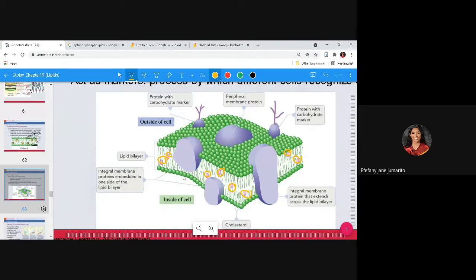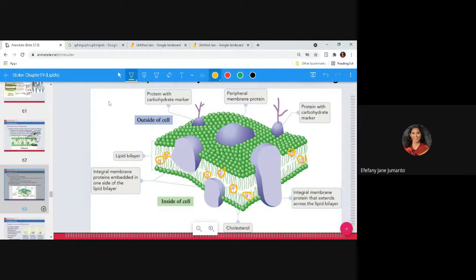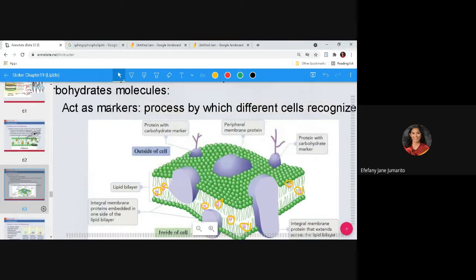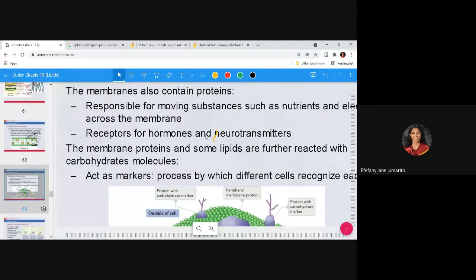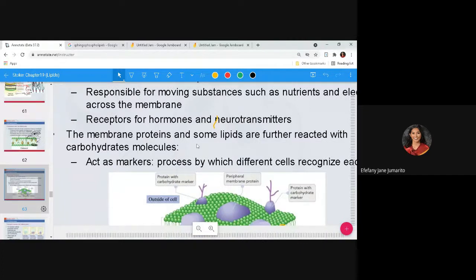Let's go back to our reading now. The membranes also contain proteins. Our plasma membrane does not only contain phospholipids, because only 80% of it is phospholipid. The rest are the cholesterol, then also the proteins, then the carbohydrates. Protein with carbohydrate marker. Okay, so we have that one.